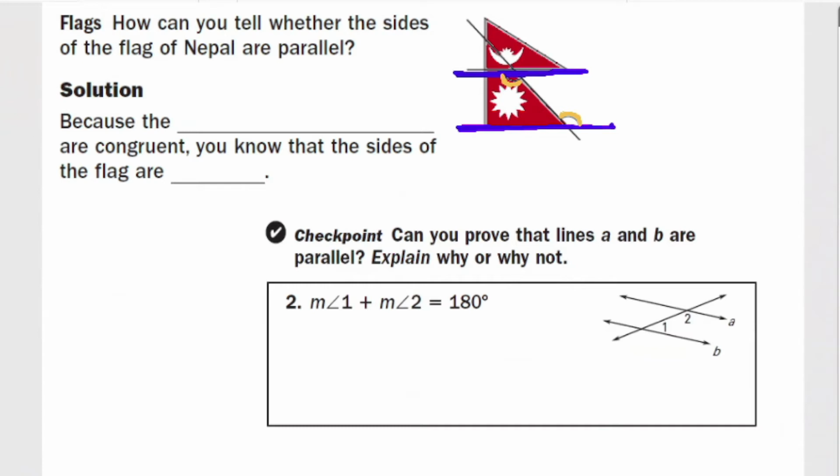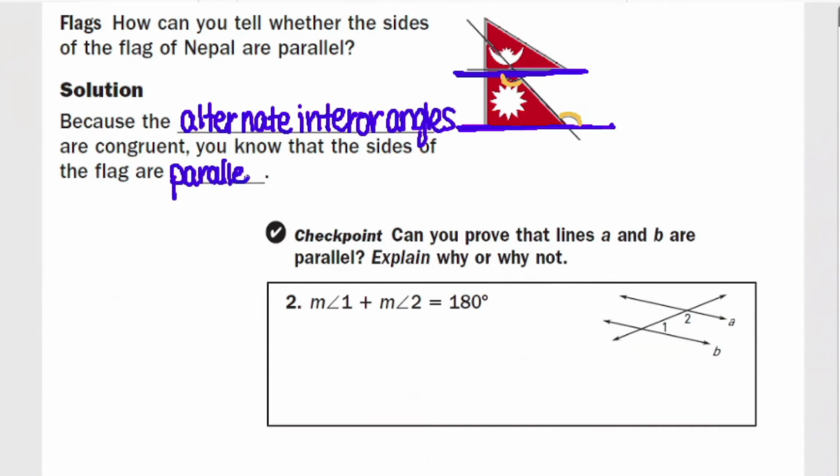What type of angles are those? We're looking at this side of the flag as our transversal. If we extend that, it might be a little easier to see that those are both interior angles. So we would say because the alternate interior angles are congruent, then we know that the sides of the flag are parallel. Our conclusion is that we have parallel lines.